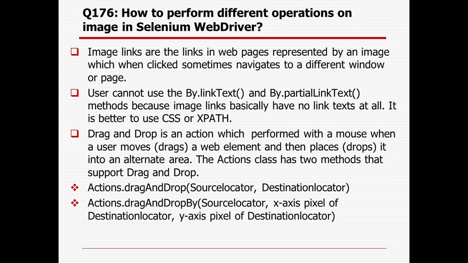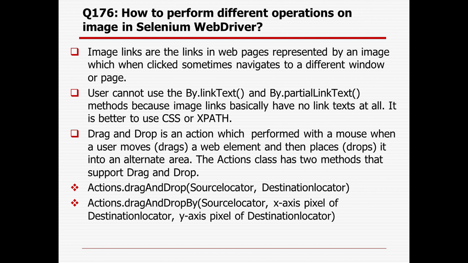Drag and drop is an action performed with the mouse when the user moves or drags a web element and then places or drops it in another area. Images can be dragged and dropped from one place to another place. If we know the source and destination, we can drag and drop from source to destination. Otherwise, if we do not know the destination, we need to move it through some pixels on the x and y axis, so we simply give the x and y axis pixels.